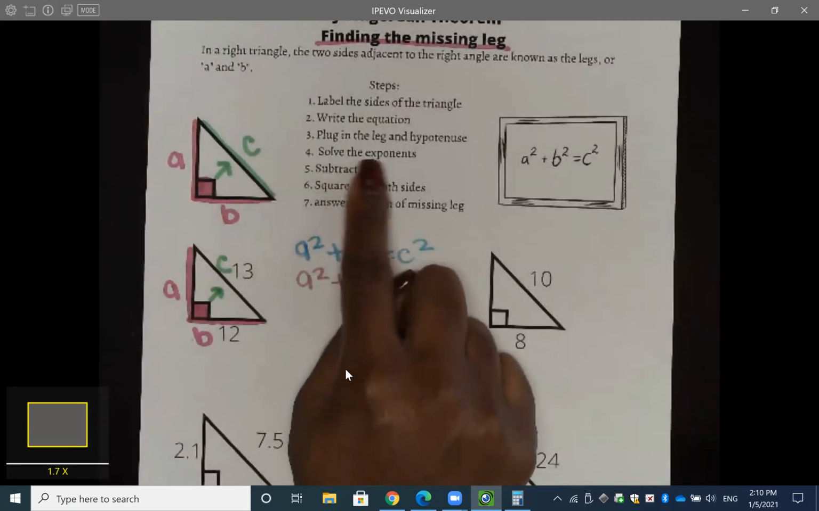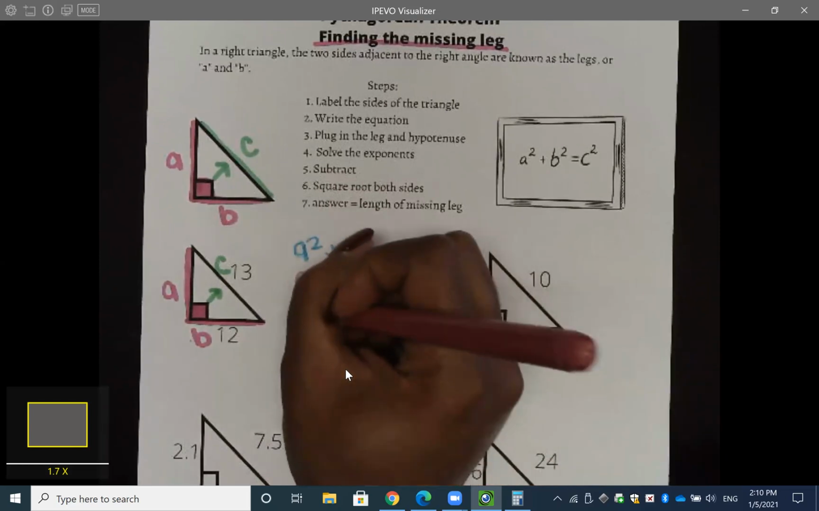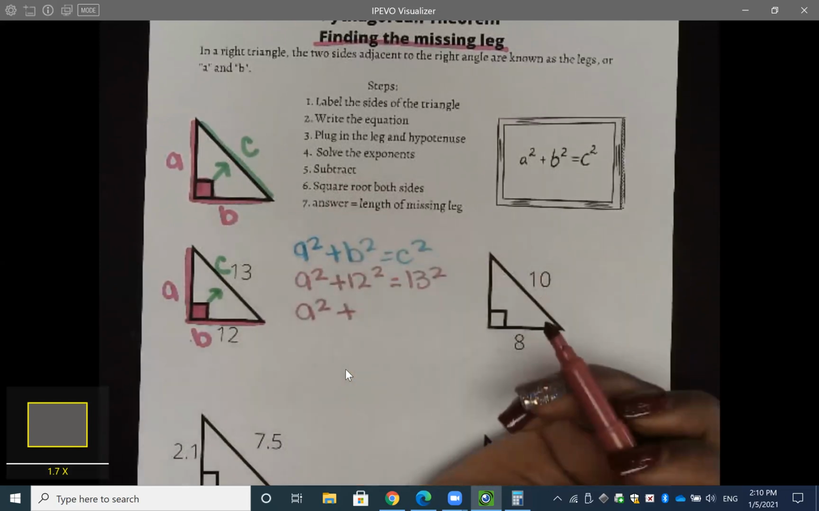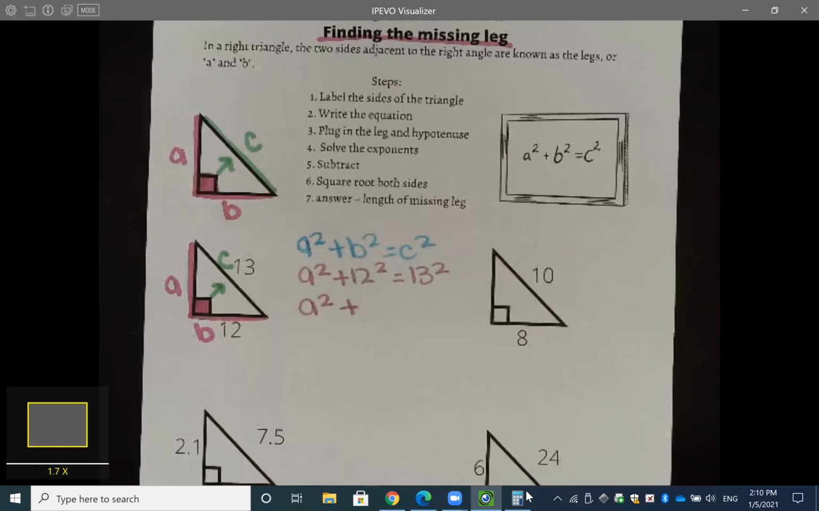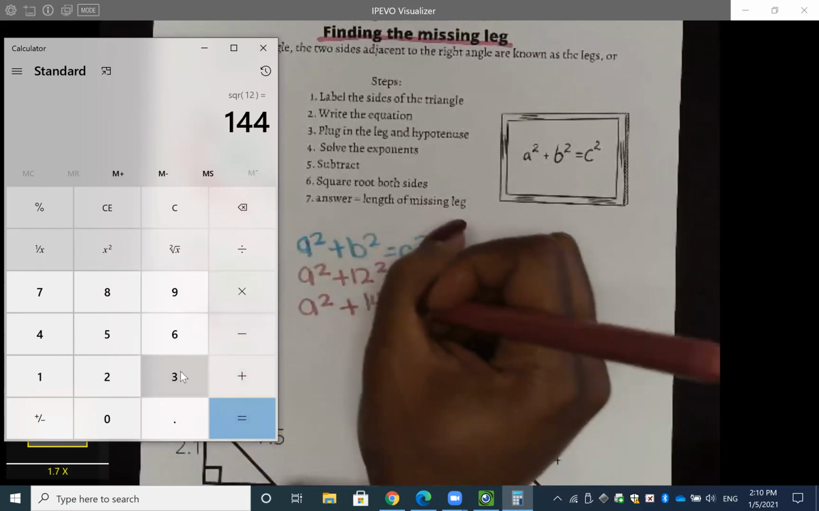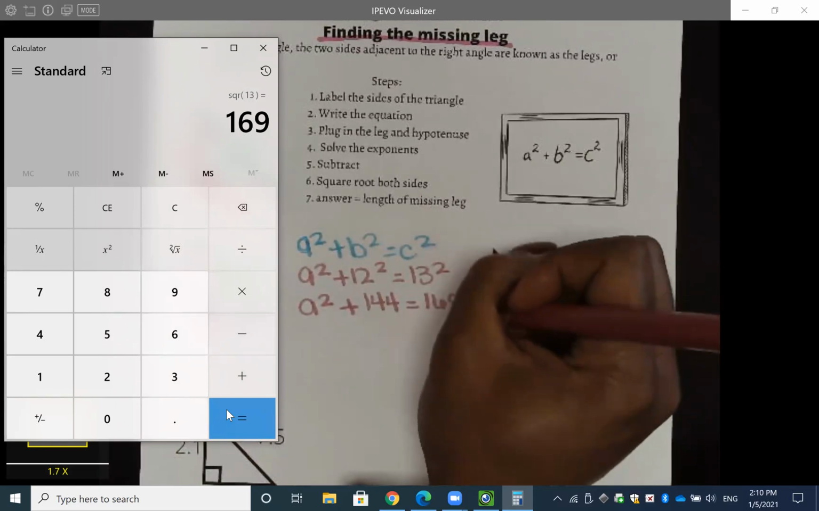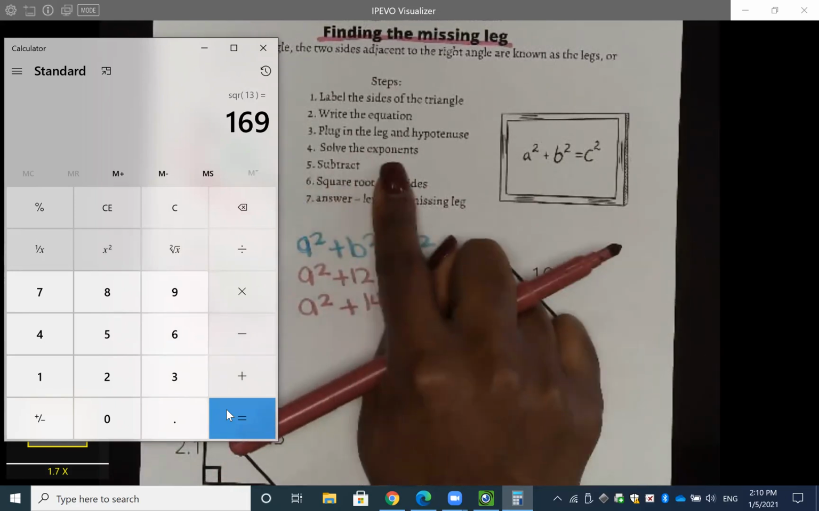At this point, we're going to solve the exponents. A squared is A squared, we don't know that yet. 12 squared, which is 12 times 12, equals 144, and I put 12 squared in the calculator and it gave me 144. And then I'm going to do 13 squared, which is 169. So now I have solved the exponents.